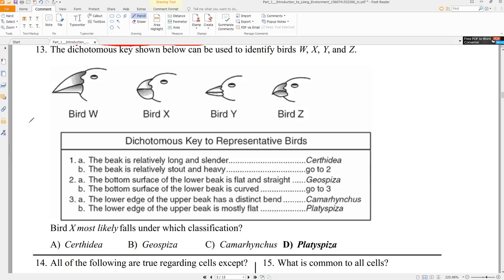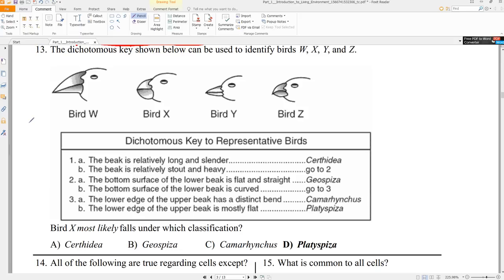Here we have a dichotomous key. And these are definitely finch birds. This is one of your 4 mandated labs that you were supposed to do. If you did not do the 4 labs, you shouldn't be taking the test, because this is an entire section of the test. So here we have a dichotomous key shown below that can be used to identify birds W, X, Y, and Z.